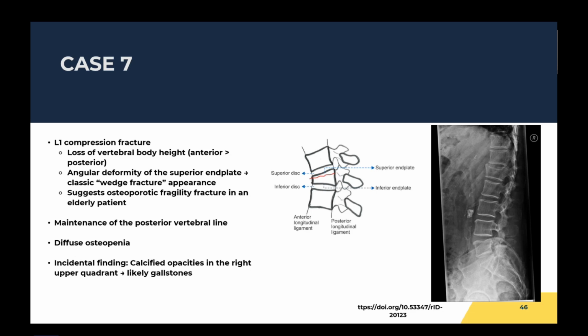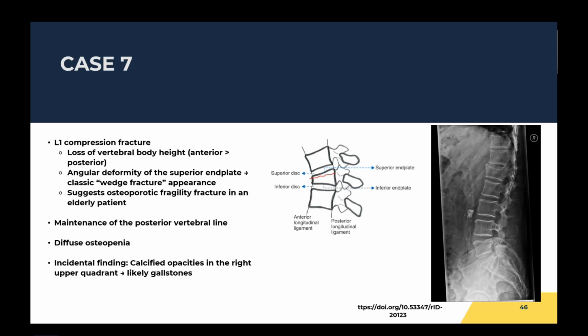So it's the L1 vertebral body that's affected, and there is loss of the vertebral body height, specifically the anterior part compared to the posterior part. And that leads to an angular deformity, which is known as a wedge fracture. Wedge fractures are very suggestive and very common in patients who have osteoporosis and those who are elderly as well. You also have diffuse osteopenia as well.